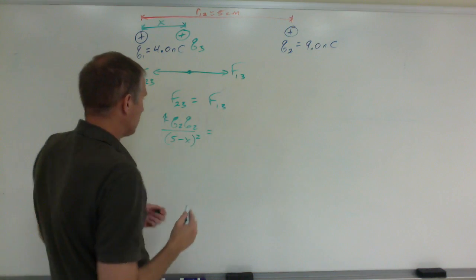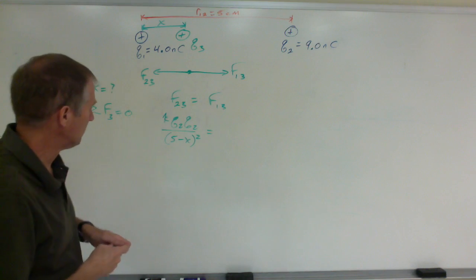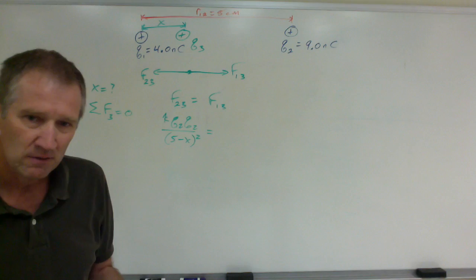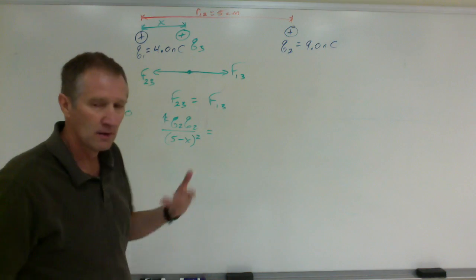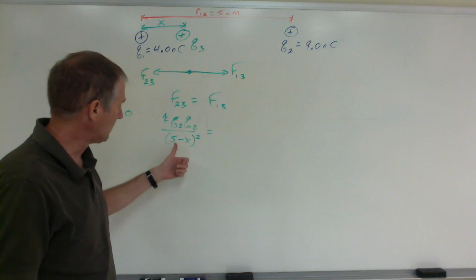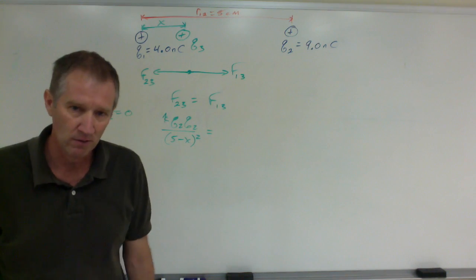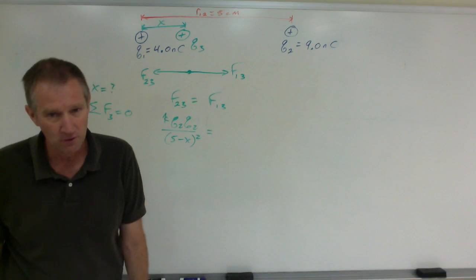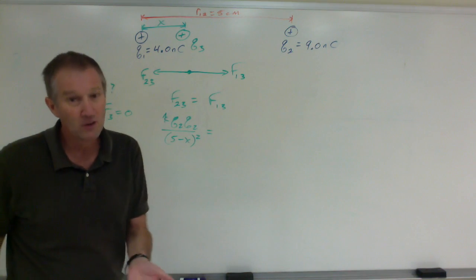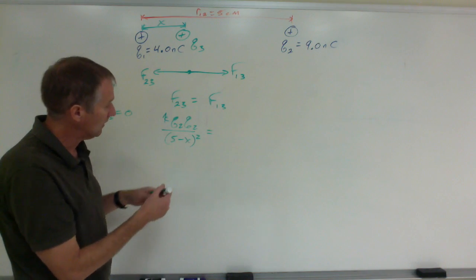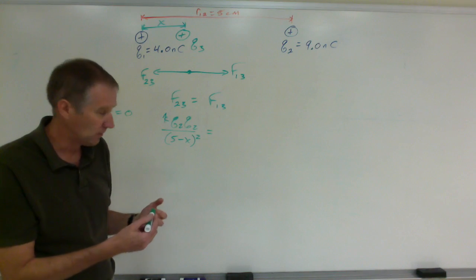5 minus x, squared. Now you might say, Mr. Wyman forgot to convert that to meters. If I were calculating a force, I'd have to, because a newton is based on a meter, not a centimeter. But I'm not calculating a force. I'm going to calculate a distance, and I'm just going to leave it in centimeters. If you're not sure, convert. Better to be safe than sorry. That would be 0.05 minus x, and then your answer for the value of x would be in meters.